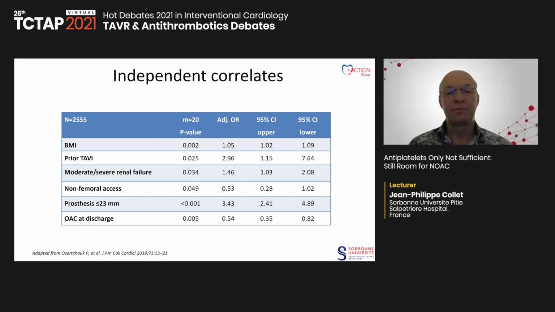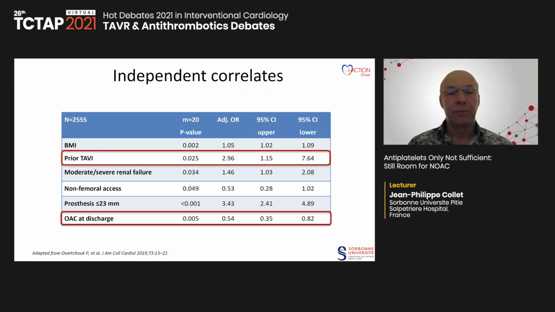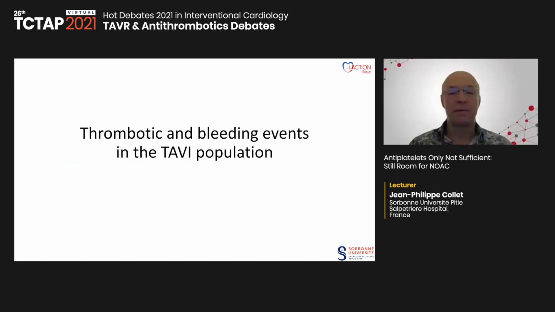And we do know some independent correlates of subclinical valve thrombosis, including the exposure to oral anticoagulation, but also the types of intervention like valve-in-valves or the size of the bioprosthesis. So we may identify some patients in whom we should use anticoagulants.